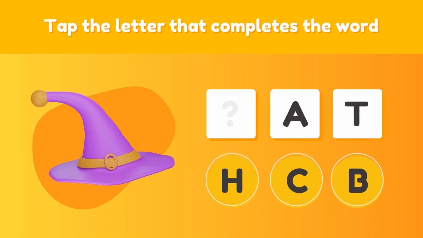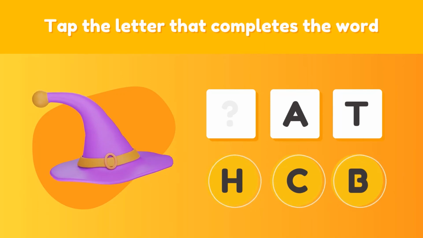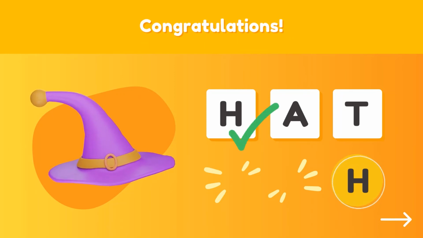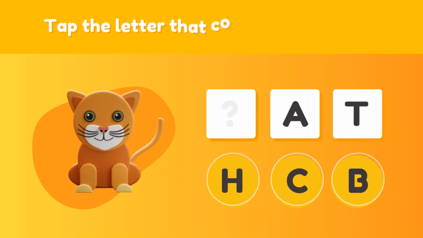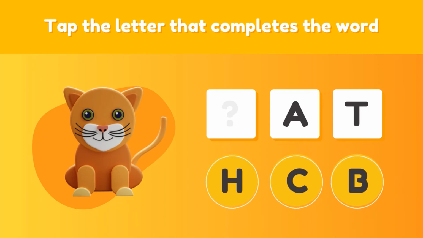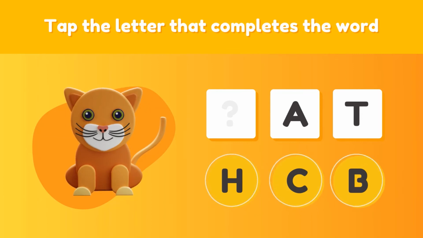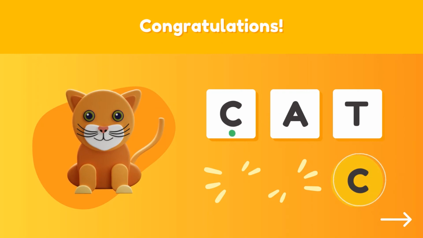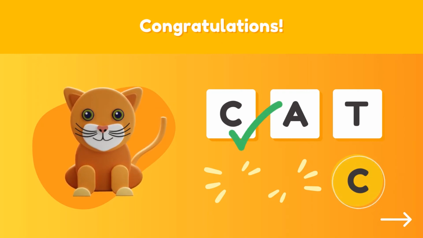Can you tell me the missing letter? Is it letter H? Let us check. Very good. So let us read the word now. It is hat. Next. What is the missing letter? Oh, it's letter C. Let us check if you are right. Very good, children. So it is cat. Next.